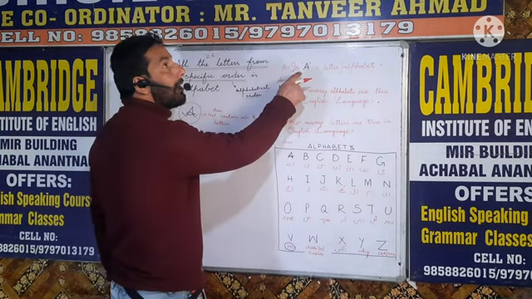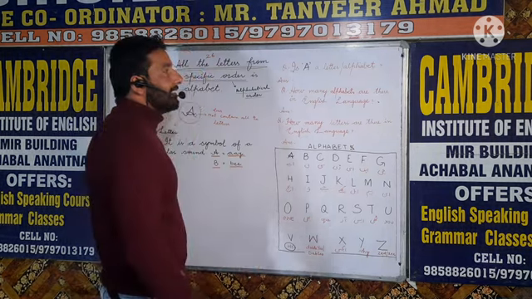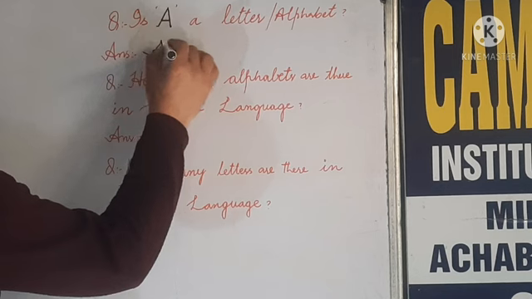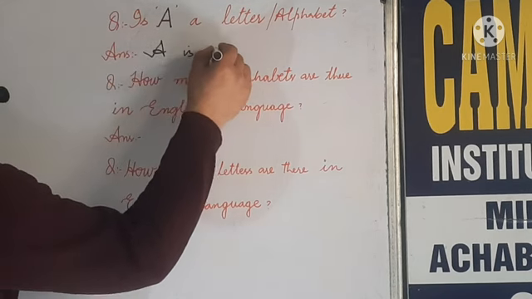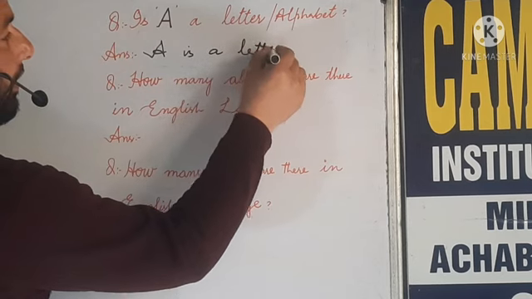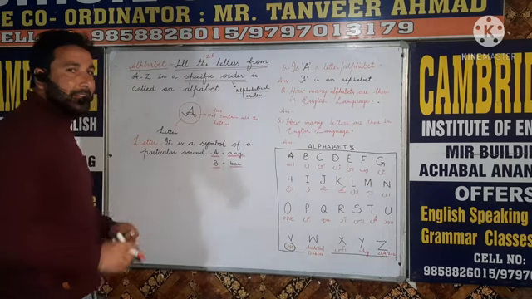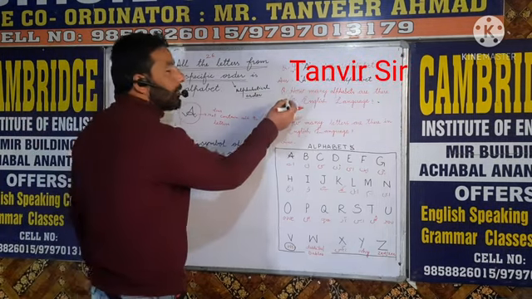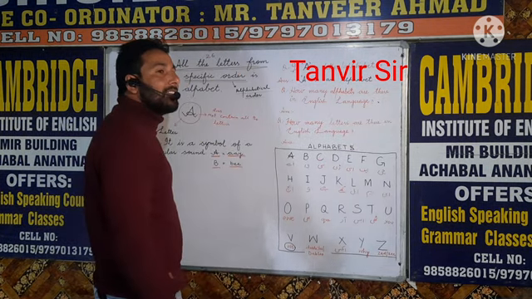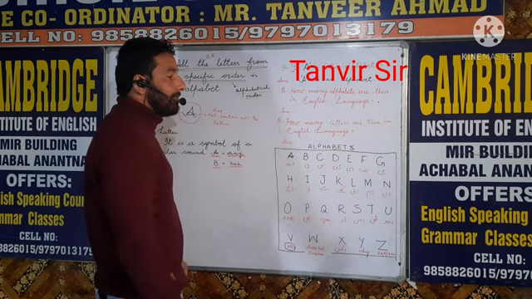Now, what I asked you earlier, is A a letter or an alphabet? There is a clear answer: A is a letter. Remember, not an alphabet. Now, let us move to the next question. How many alphabets are there in the English language?